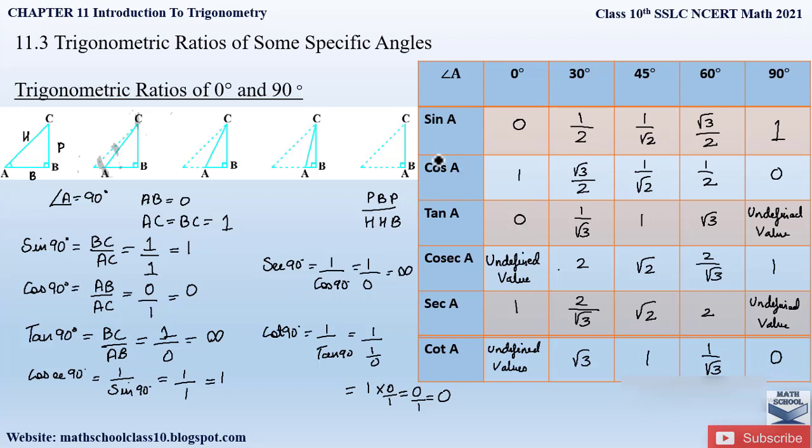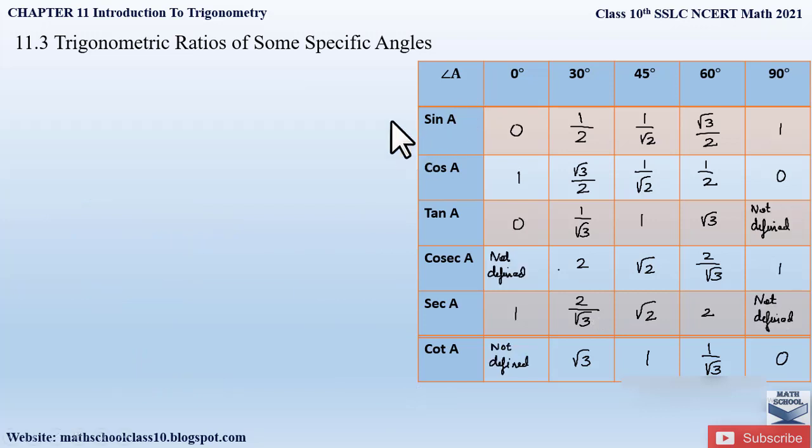So we have completed the whole table and found out the trigonometric ratios of 0 degree, 30 degree, 45 degree, 60 degree and 90 degree angles. So this is the table which you have to remember. It is a very important table, guys. So let me tell you the trick to remember this table. You only have to remember the sine angles to remember this whole table.